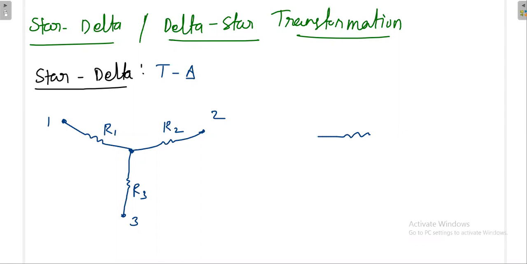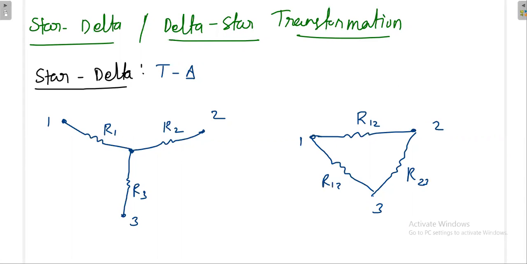Delta like this. Now I have connected, this is 1, this is 3, and this is 2. The nodes are not changing, but the connection is changed. I have removed the common terminal. I have formed a loop. Now I replace this resistance as R12, because the resistance between 2 and 3 is R23. This is R31, R13, no problem.